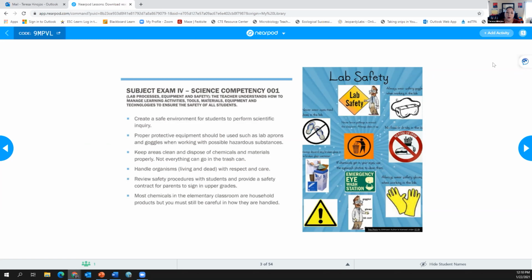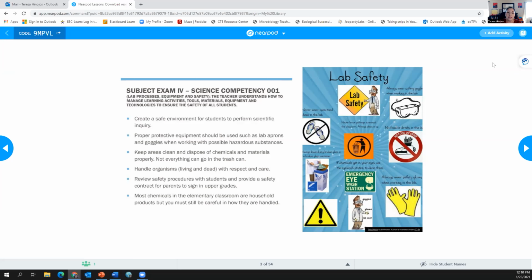Whenever you're handling organisms, living or dead, you want to make sure that they're always handled with respect and care, and that's something you want to teach your students to do as well. Even in the lower grades, it's always about being careful and treating them with respect, because as they get through the grades, in middle school or high school, they may be dissecting a frog or something. So it's making sure that they understand that these are organisms that we're learning from, and it's not something you can mess around with.